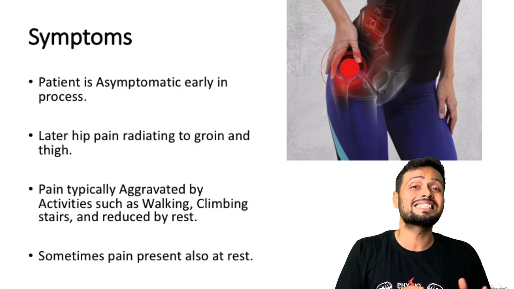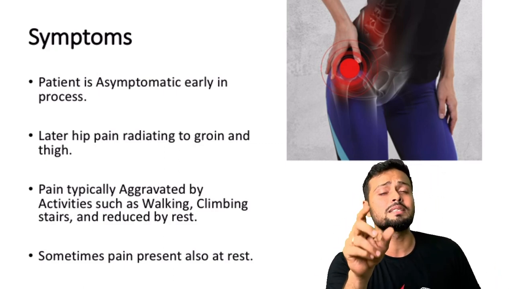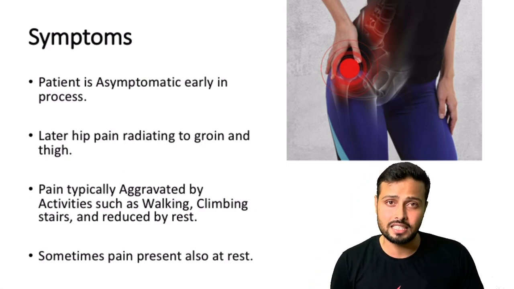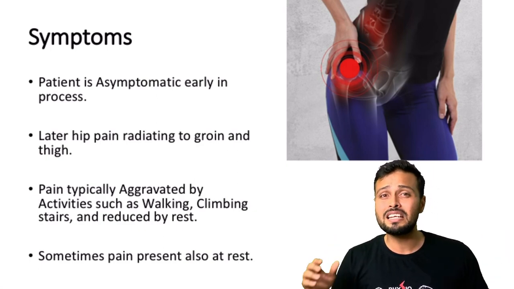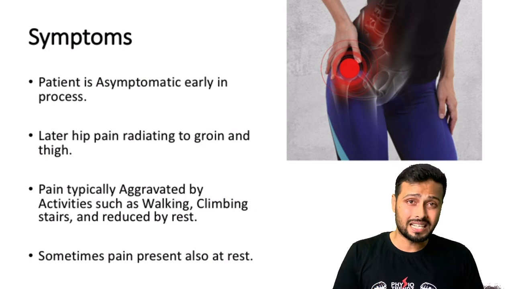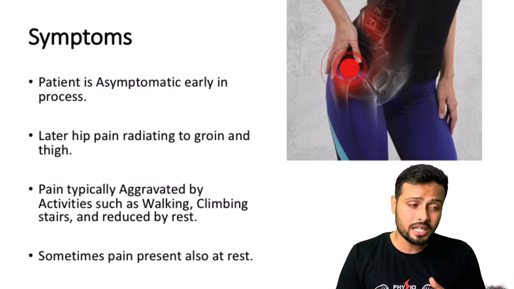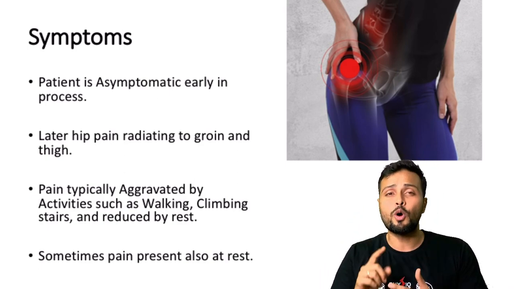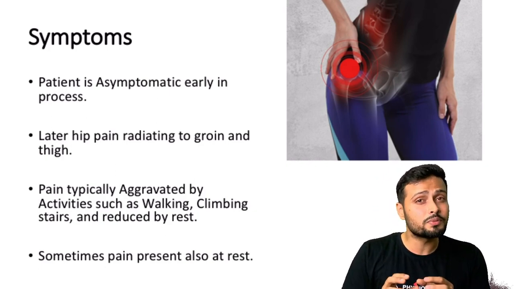And before that, let's see the symptoms of avascular necrosis and how we can identify the symptoms clearly so that we can prevent this condition in the initial stages. Most of the time, the patient is asymptomatic in early stages, but the patient will also have some pain around the hip bone as well as the groin area, and pain typically aggravates by activities such as walking, climbing, and it reduces when you are resting.